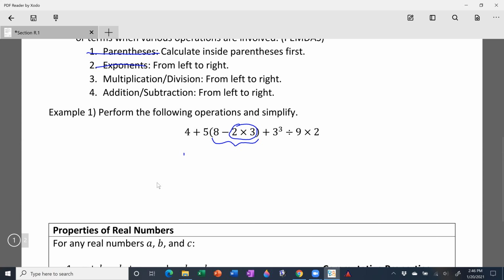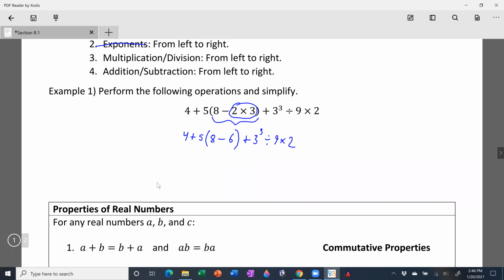Okay, so I'm going to write down everything as it sits, x plus 5 times 8 minus, and now I'm going to do the 2 times 3 for a 6. Okay, I'm going to write down everything else just the way that it was, because that's the first thing that I did. Okay, now continuing on the inside, now we can do the subtraction on the inside of the parentheses, and so we have 4 plus 5 times, now we can do 8 minus 6 is 2, plus 3 to the third power divided by 9 times 2.